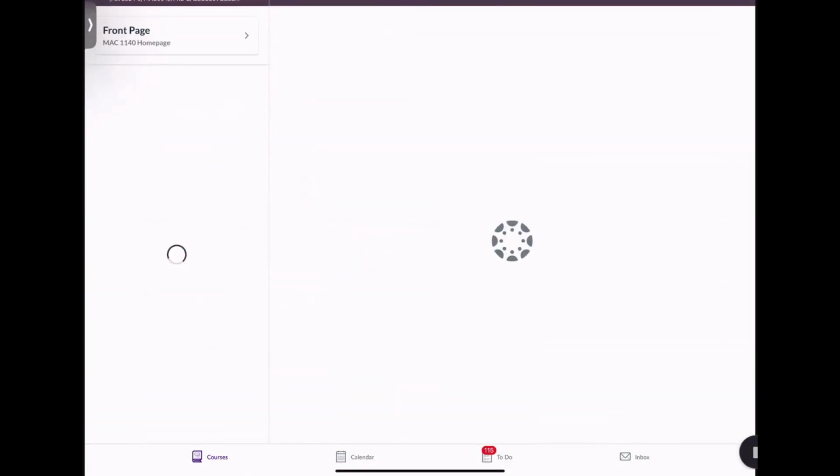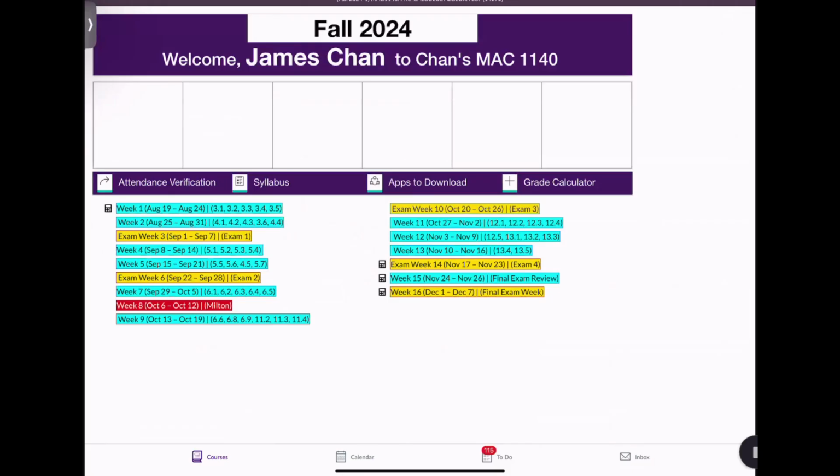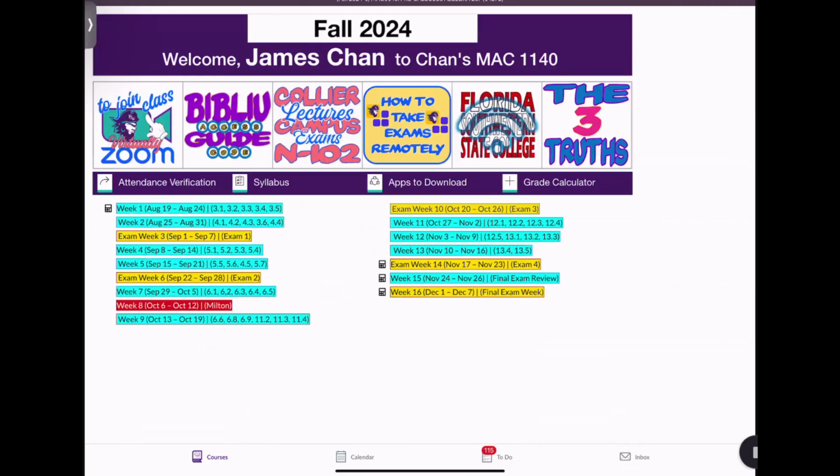On your Canvas homepage, a very nice looking one, between the big blocks and the weeks, you see a purple line that says attendance verification, syllabus, apps to download, and grade calculator. So, the grade calculator.